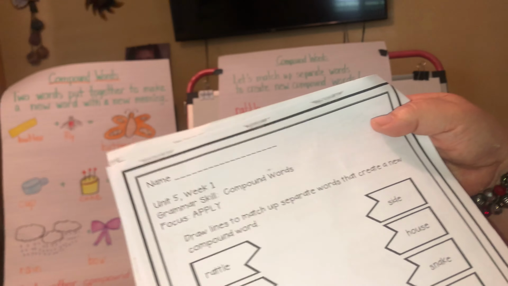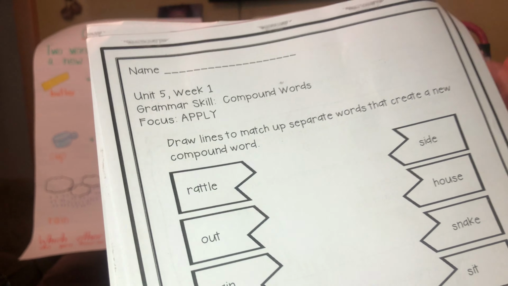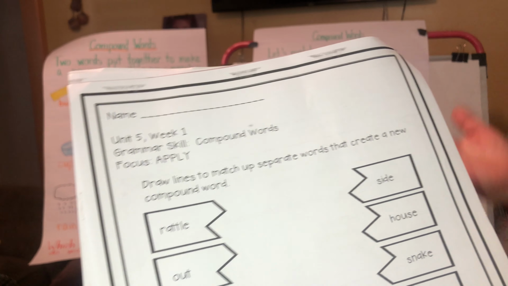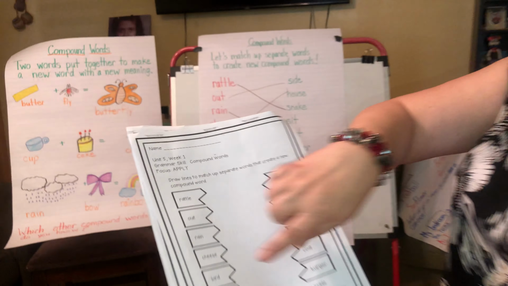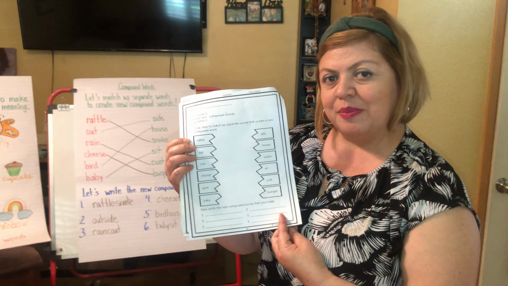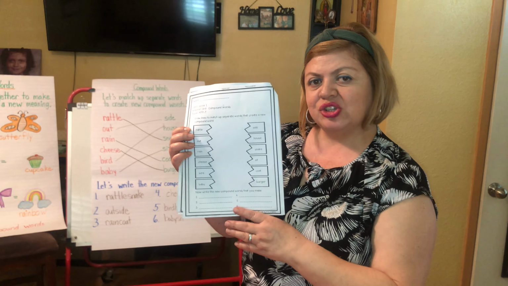Then you'll turn to the back. And this is actually the one that we just completed together. So you will redo it. Okay, you will do it because we've already done it together. So look at those words, match them up, and then write the new compound words on the bottom. So this should be a cinch for you.